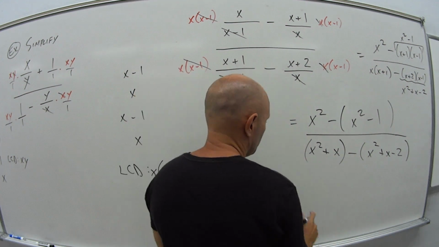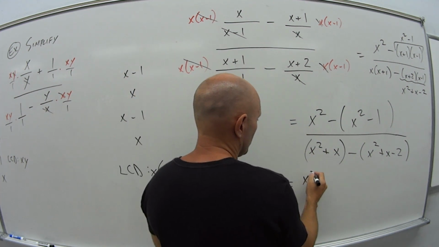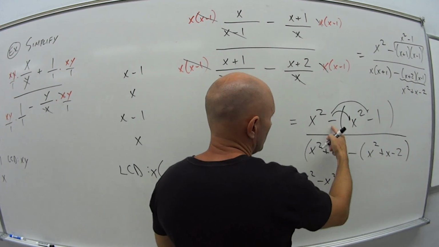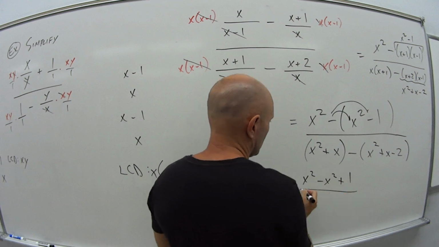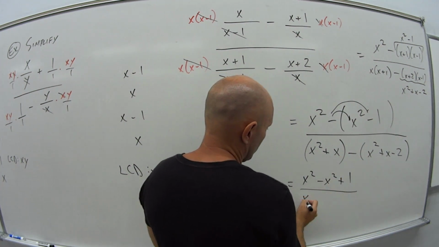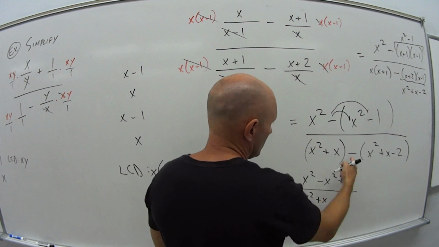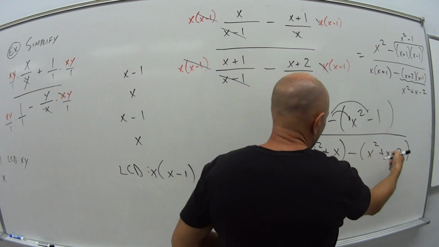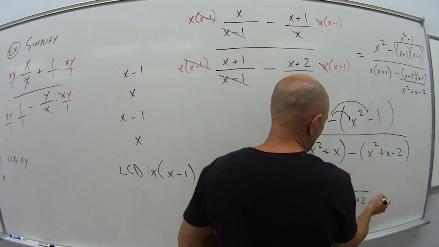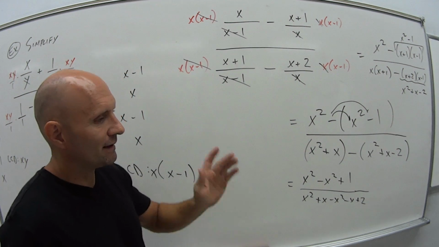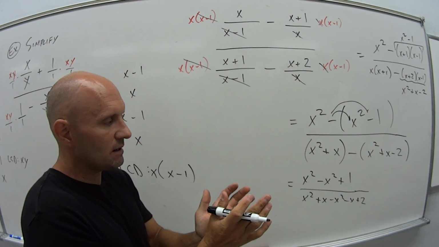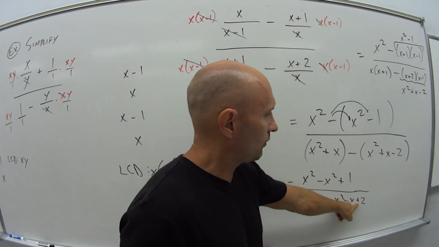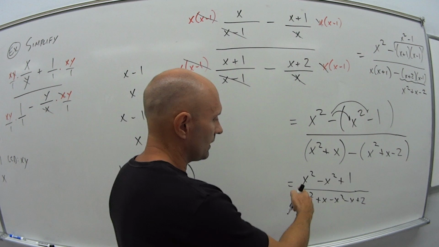So now go ahead and distribute that minus sign. So we have x squared. The minus sign goes to everything, so minus x squared plus 1. And down here we have x squared plus x minus x squared minus x minus a negative 2, which is plus 2. So you can see by using those parentheses to keep track of stuff. Otherwise, if I would have just said minus x squared, this would have been wrong, that would have been wrong, we would have trouble.